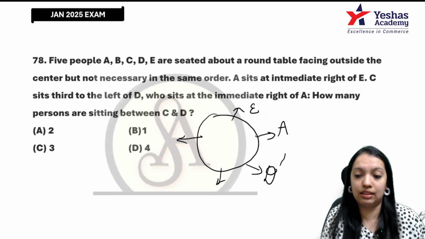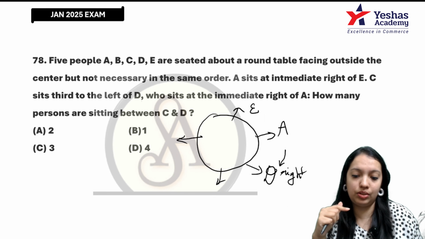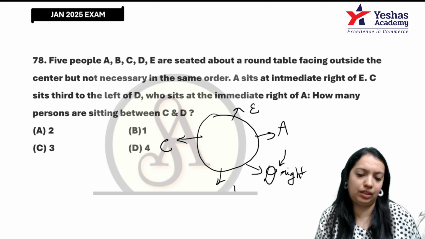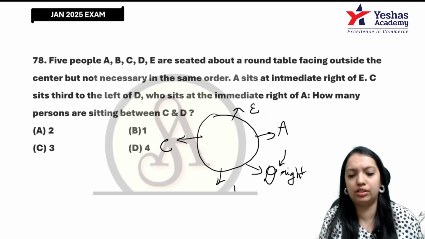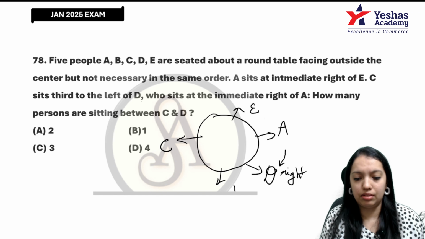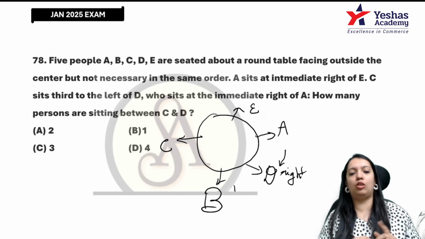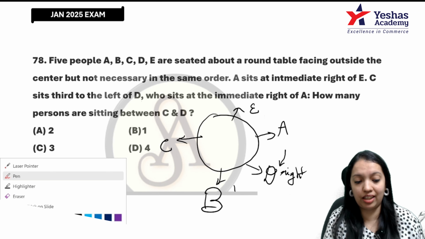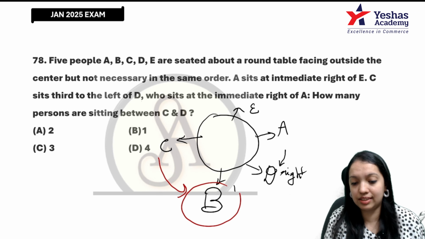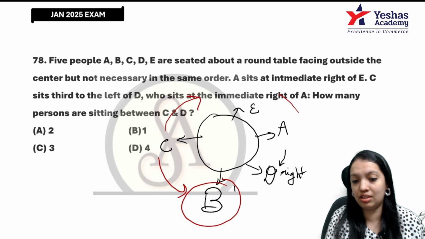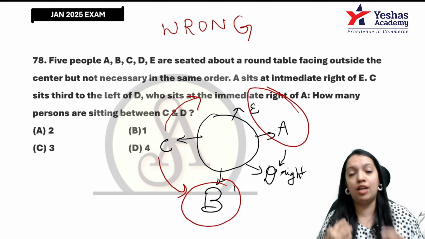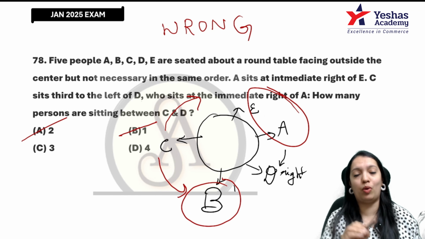C, this is right side. And C sits third to the left of D. So this has to be C. First to the left, second to the left, third to the left. Okay, perfect. That means this has to be B in that case. How many persons sit between C and D? From which direction? If you count from this direction, there is 1 person. If you count from this direction, there are 2 persons. So again, this is one question which is wrong, in which multiple answers are possible, both 1 and 2.